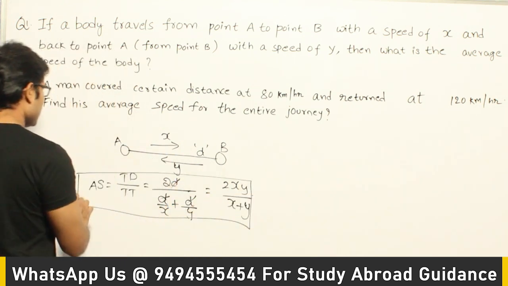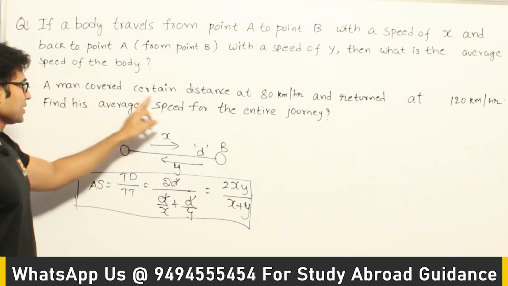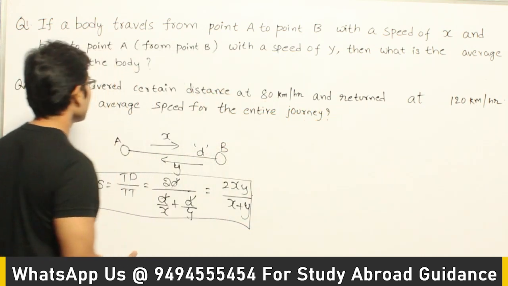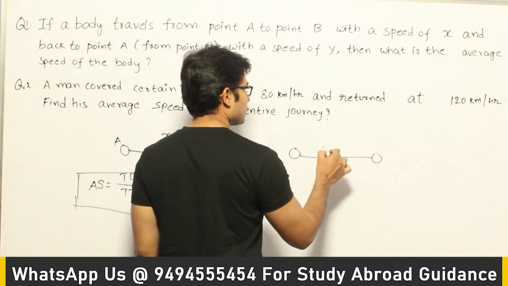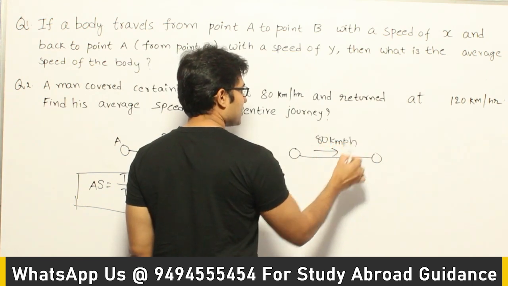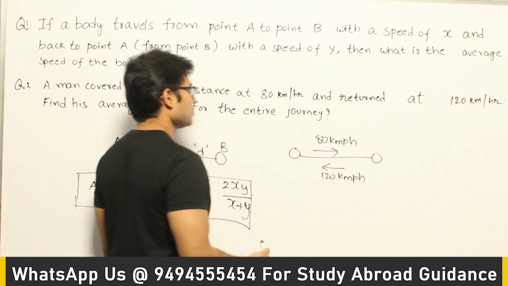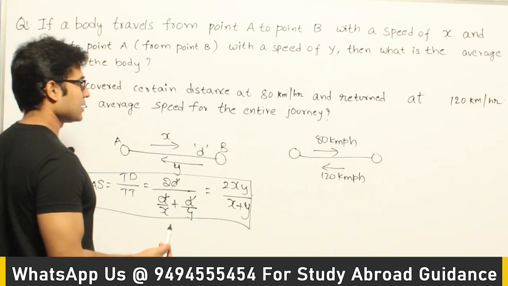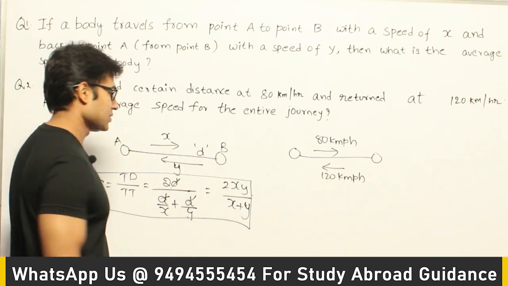Now the second question is an application of this. See this? A man covered a certain distance at 80 km per hour and returned at 120 km per hour, then find his average speed for the entire journey, which means it is also the same kind of question. So he is going at a speed of 80 km per hour and returning at a speed of 120 km per hour, right? So x and y are given and the distance is not given, but they are asking us the average speed. Distance is not required, we just need the speeds in this case, right?